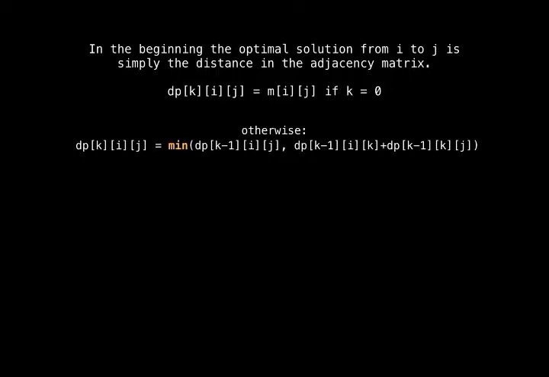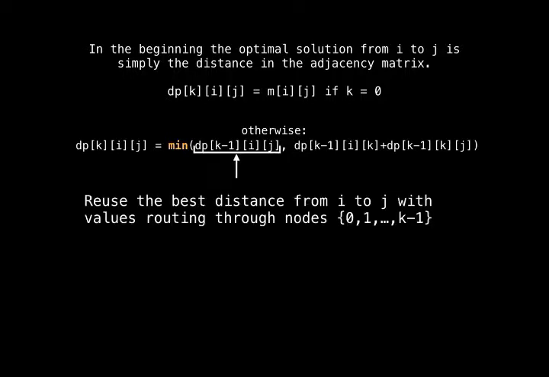I'm going to break it down so that we can understand all its components, because this may look scary to some people. The left-hand side of the recurrence simply says, reuse the best distance so far from i to j, routing through nodes 0 to k-1. It's important to note that the solution using nodes 0 to k-1 is a partial solution. It is not the whole picture.